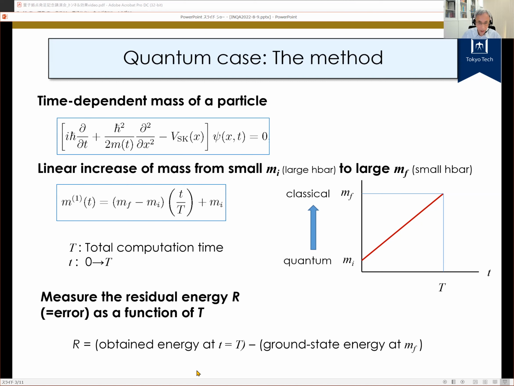And we measure the residual energy as a function of the annealing time t. The residual energy is defined as the difference between the obtained energy at the end of the process and the ground state energy at the final mass mf. So if r is 0, it is best. The smaller the r is, the better. So we solve the time-dependent Schrödinger equation very precisely.